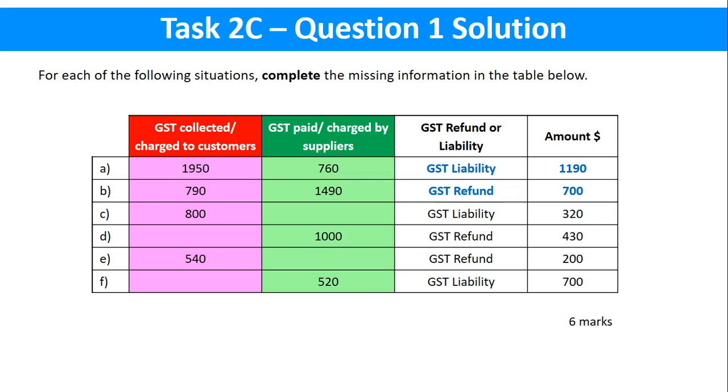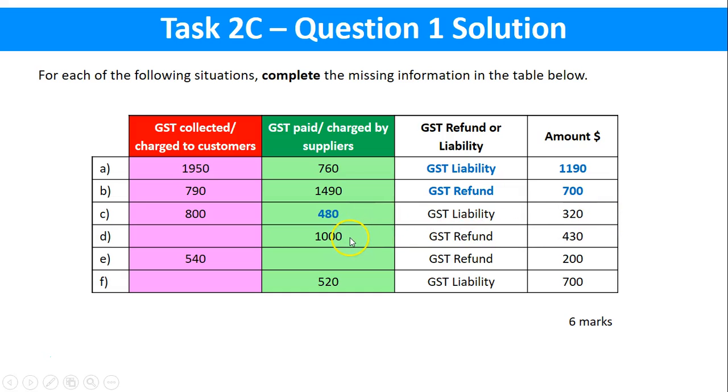The next one's a little tricky. We're told that there is a collection of GST of $800. We know the firm has a liability at the end of it of $320. So what that must mean is if there's going to be a GST liability, the business must have collected more GST than it's paid. So this number here has to be smaller. How much smaller? Well, it's got to be $320 smaller. So to summarize, collected $800, paid $480 in GST. That means the business owes the government a GST liability of $320.